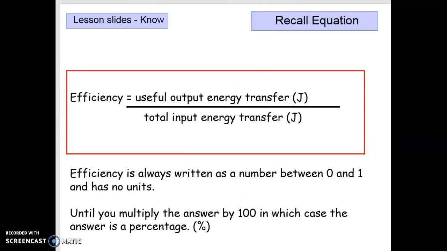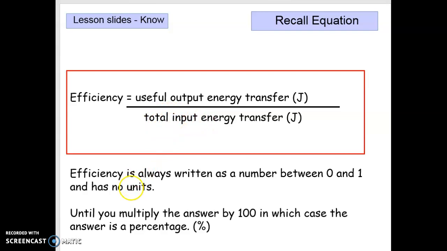Okay, so from the video, you should have got the efficiency equation. Now there's actually two of them, but effectively they're the same because one uses energy and one uses power. So if you know one, you'll know both of them. To write it out, efficiency is the useful output energy transfer divided by the total input energy transfer. So in other words, useful output divided by total input.